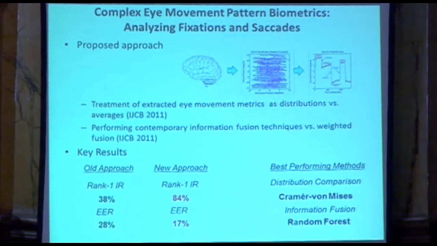So as you can see, this is a very significant reduction. So what methods work best? For the statistical distribution, Cramér-von Mises works the best, and for information fusion, random forest. If you would like to learn more, please see our poster in the poster session.